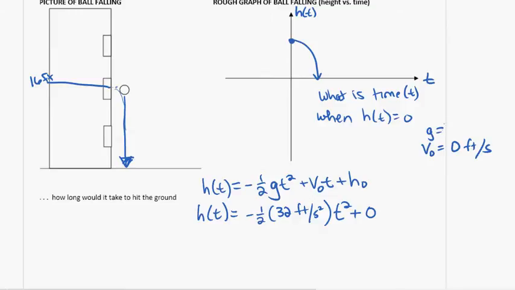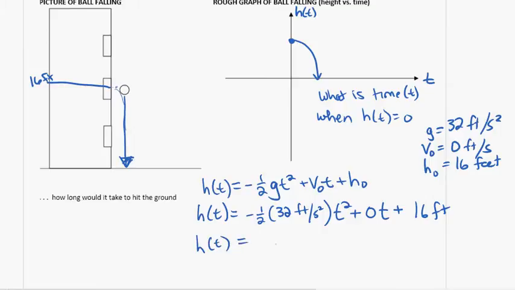My gravity constant, I use 32 feet per second squared. So 0 times t plus my initial height, which we said in this problem was 16 feet, plus 16 feet. So simplifying this equation, h of t is equal to negative 16 t squared, and that's in feet per second squared, plus 16.